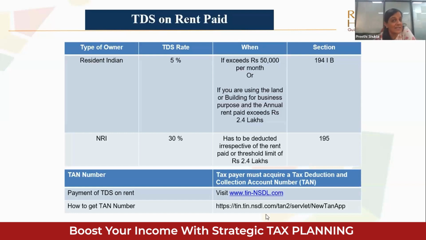If it's an NRI, it's a flat 30%. It does not matter what the rent is. So please take cognizance of this particular thing. And if the owner is a resident Indian, if you are paying a rent of more than 50,000 per month, you definitely have to deduct TDS. For a resident Indian owner, it is 5%. NRI, it is 30%. Please note, the onus is on the taxpayer to deduct this TDS and not on the owner of the property. So you have to deduct and then deposit the remaining rent with the owner.